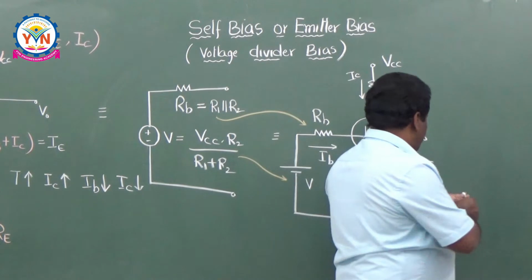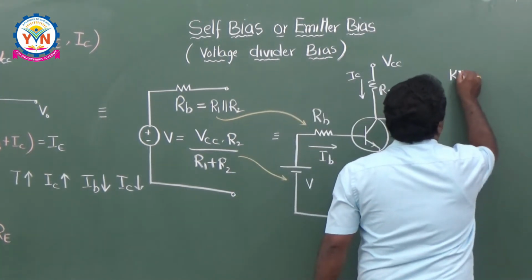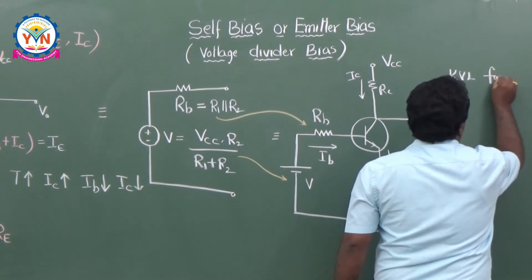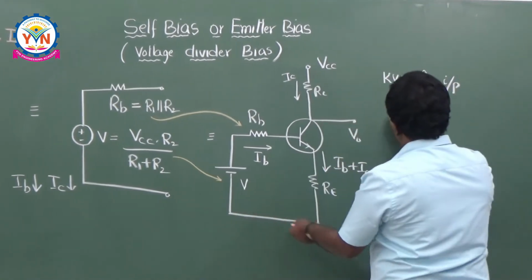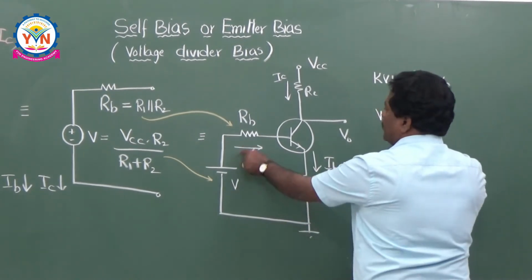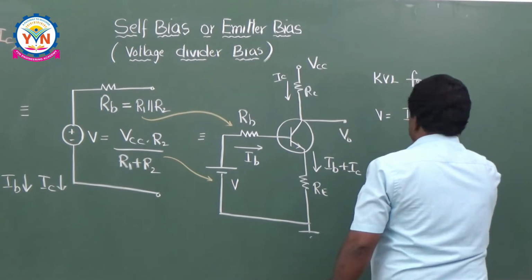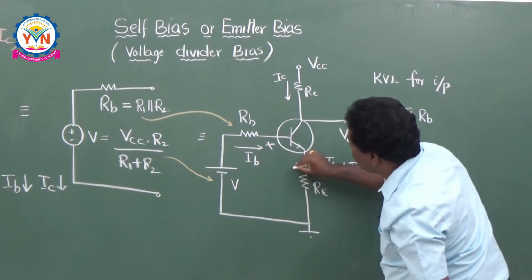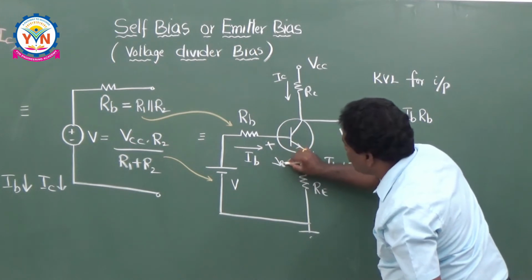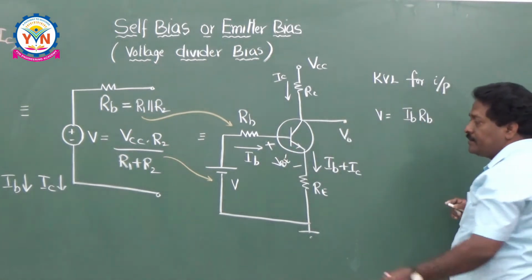So now here, if you are taking the KVL for the input loop, then you can understand voltage V is equal to IB RB plus IB RE plus, what is this voltage? This is the voltage between the base and emitter, VBE. It is always 0.6 for silicon and 0.3 for germanium.